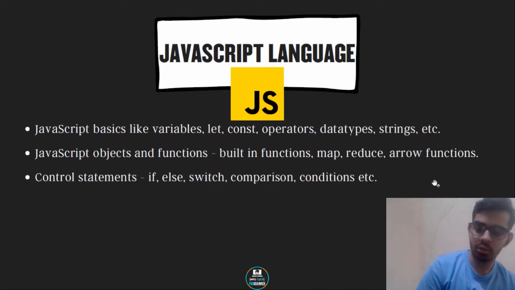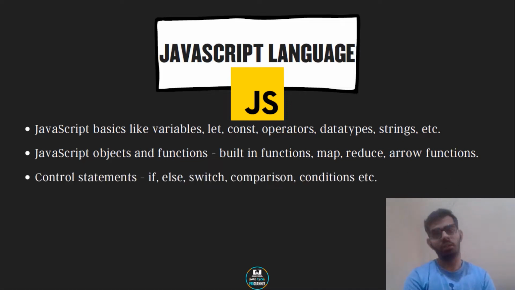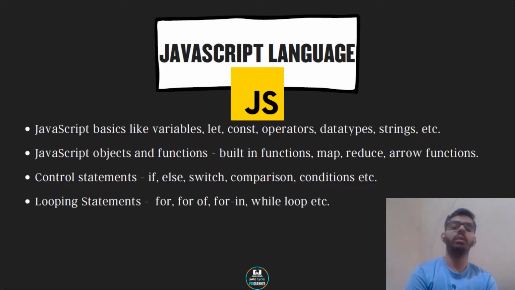After that, we have control statements, like if, else, switch, comparisons, conditions, etc. You already know these if you have learned C++ or C language, see my tutorials. And if you have not seen them, you can see that. After control statements, you should learn looping statements. Why? Because loops are very necessary. They will save your time, and you will come to know when you work with them. So we have for, for in loop, and while loop.